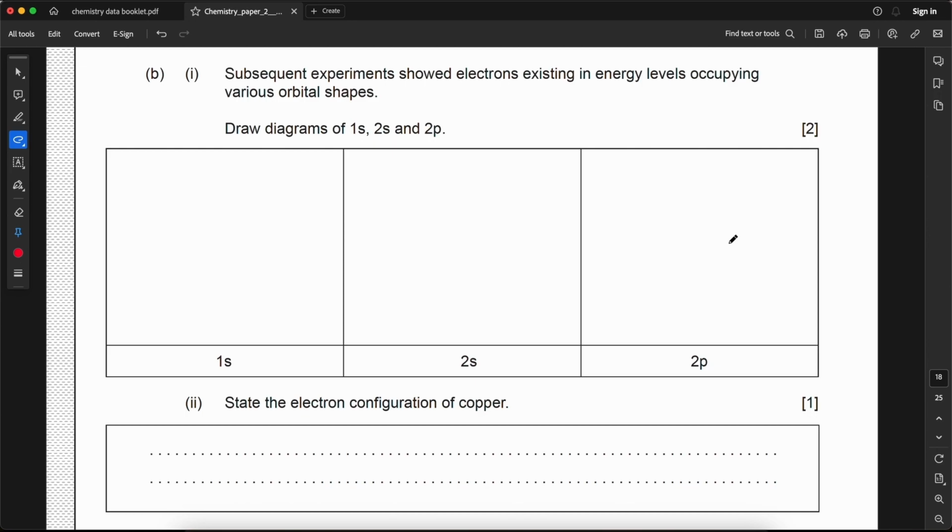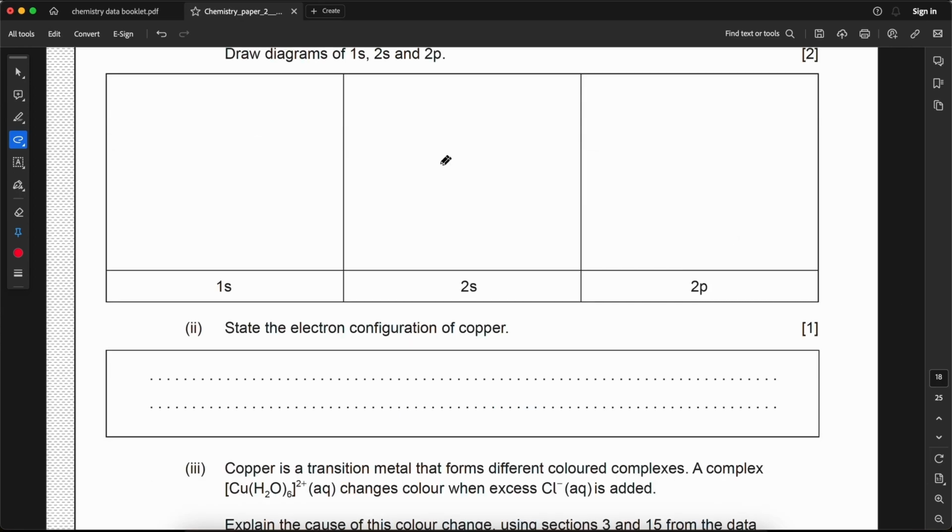Subsequent experiments show electrons existing in energy levels occupying various orbital shapes. Draw diagram of 1s, 2s, and 2p. This will be 1s a little bit small, and 2s and 2p.